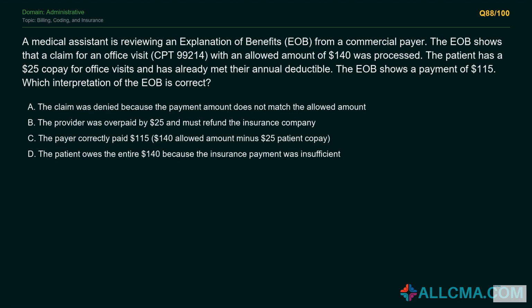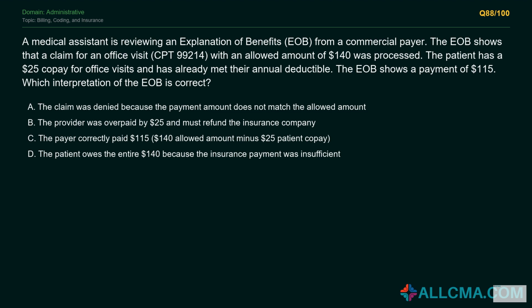Question 88. A medical assistant is reviewing an explanation of benefits, EOB, from a commercial payer. The EOB shows that a claim for an office visit, CPT 99214, with an allowed amount of $140 was processed. The patient has a $25 copay for office visits and has already met their annual deductible. The EOB shows a payment of $115. Which interpretation of the EOB is correct?